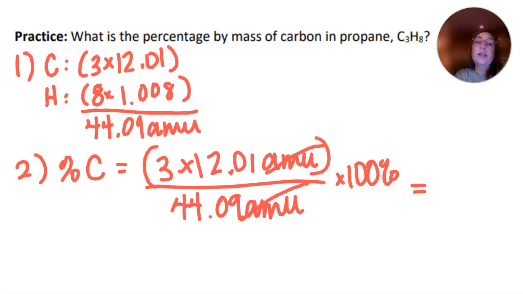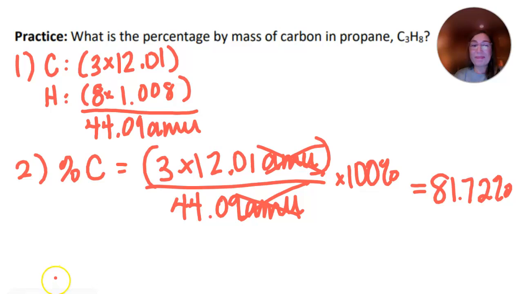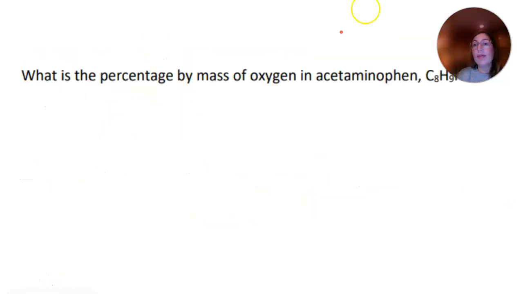Okay, and when we do that, you should get, oh, by the way, AMUs on the numerator and the denominator cancel out for percent composition. That's what makes it a percentage. It's this ratio, right? And so in a ratio, the units in the numerator cancel out with the units in the denominator. So these AMUs are canceling. And then we should get 81.72%. Okay, let's try another example.